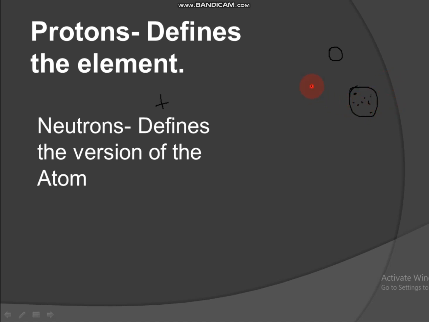So assume that I am taking a carbon atom. There are versions of carbon. There is carbon 12, and there is also carbon 14. But carbon 14 is very rare. Carbon 12 is mostly found in nature. So the number of neutrons in the nucleus of an atom defines the version of the atom.